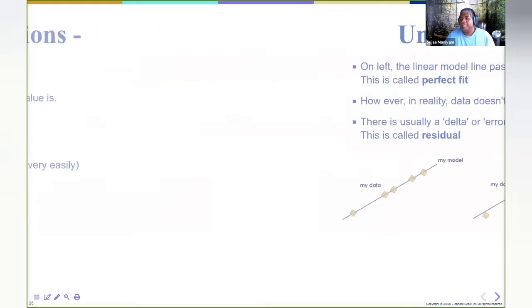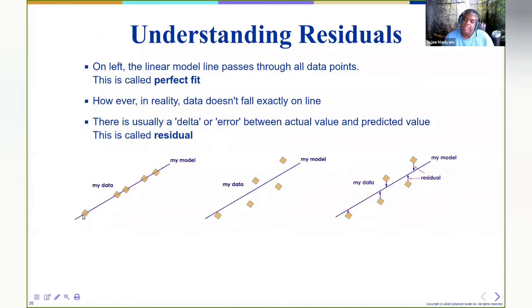When I draw my data for linear regression, these are my data points. If my line goes exactly through all the data points, it's a perfect model. But most of the time, my line is not going to go through all data points. It's going to be like this. So these little deltas, these little distances, are what we call residuals, meaning the difference between what the actual value is and my model.